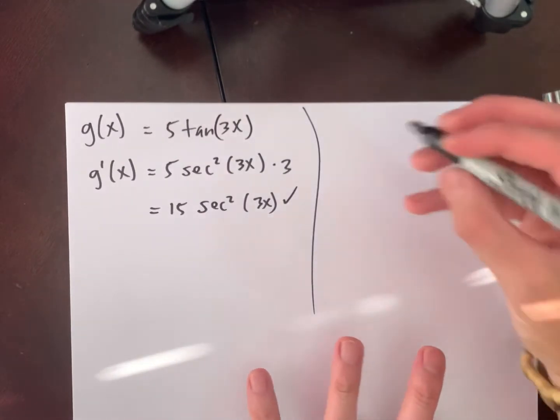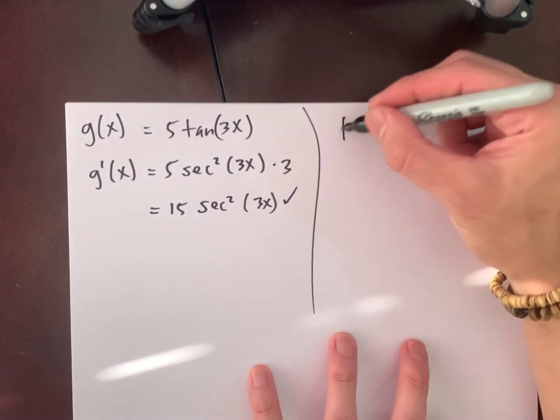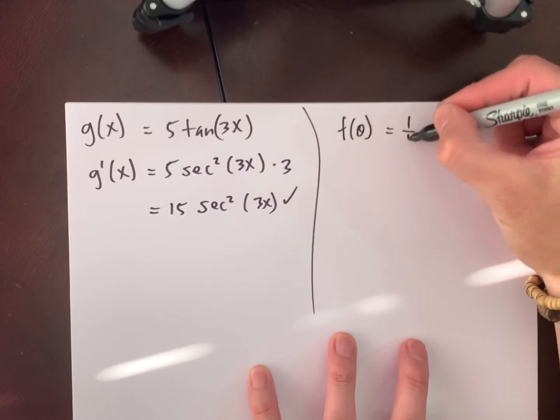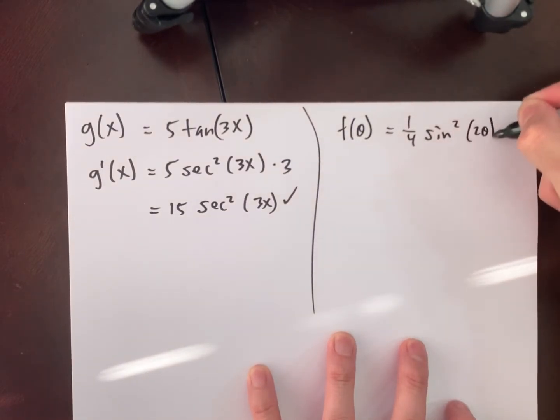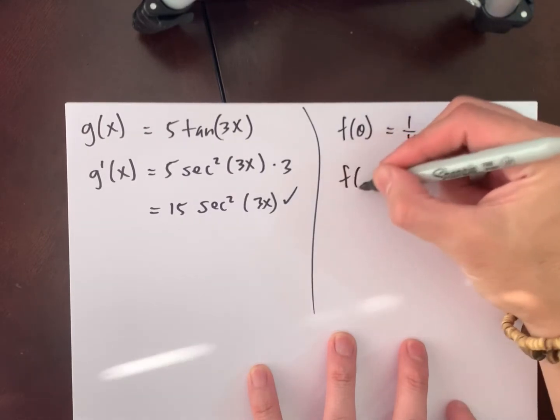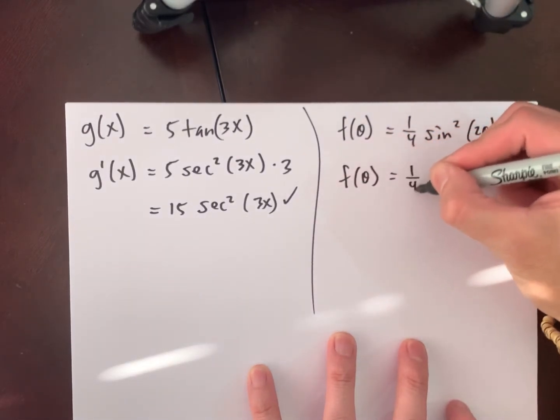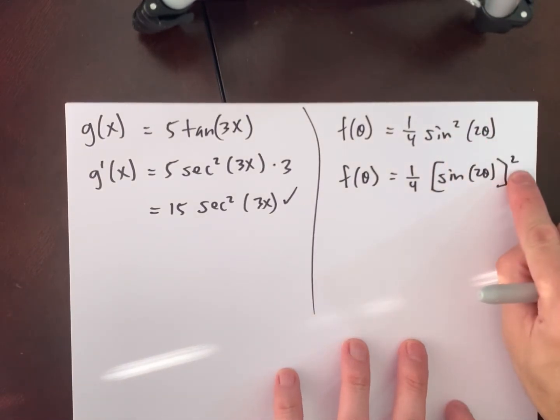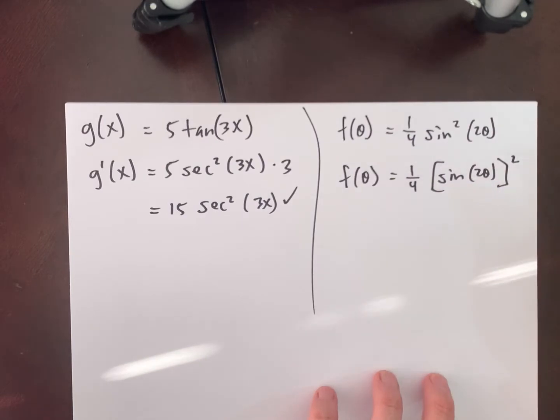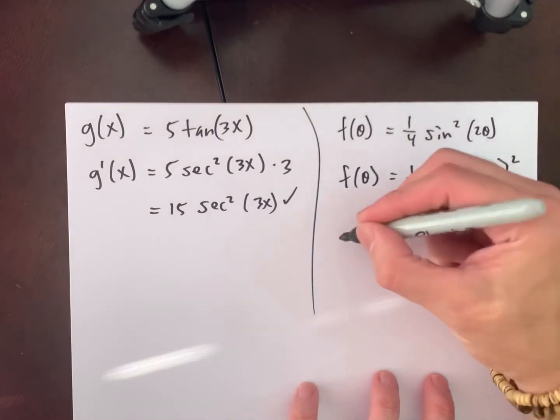Let's try the next one here. So we have f of theta, a quarter times sine squared of 2 theta. I put parentheses there. What I'll also do, before I do any calculus, I am going to do algebra. I'm going to rewrite that as that. I think it's way better if you look at it like that, because then I can apply the power rule.